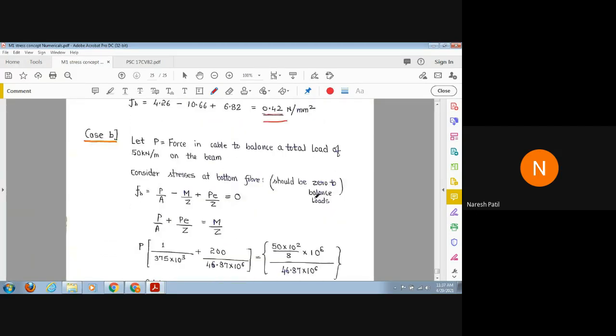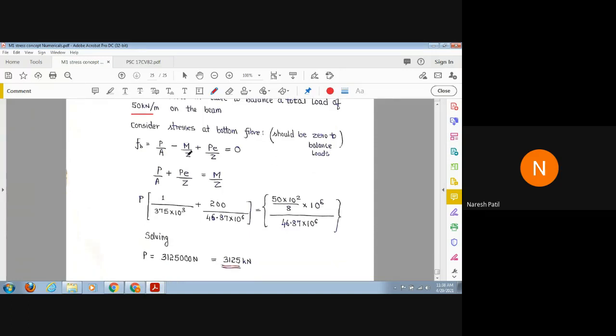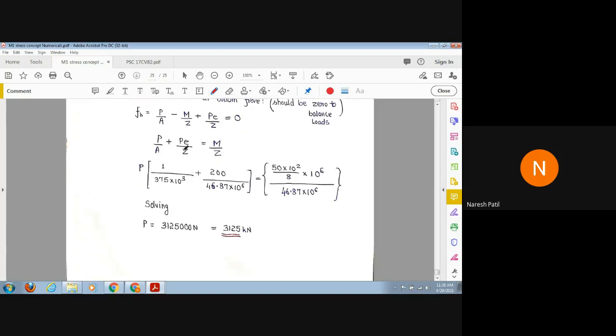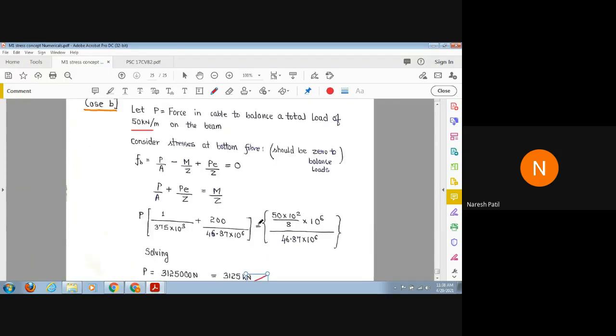Then next, what is the pre-stressing force required to balance the load of 50 kilonewton per meter? Instead of 40, what should be the force if the load is added extra, that is 50 kilonewton per meter? So considering the stresses at bottom fiber, because you have to balance those stresses, P by A minus M by Z plus P by Z. After equating, we get the force required. It is 3125 kilonewton when the load is 50 kilonewton per meter.